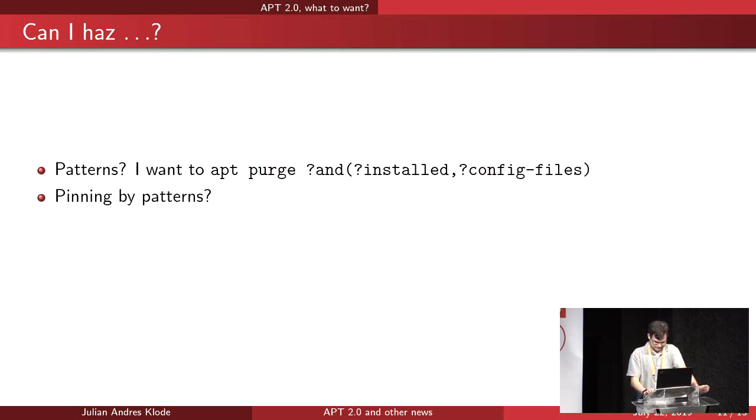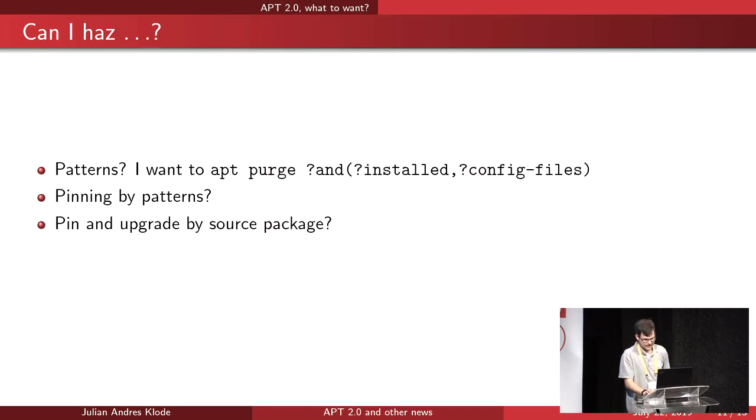Another thing is pinning and upgrading by source package. If we get patterns, we would already get pinning and upgrading by source package. But it might be a bit slow. So I would like to modify APT's cache so you can look up binary packages by their source package, and then it would be fast.